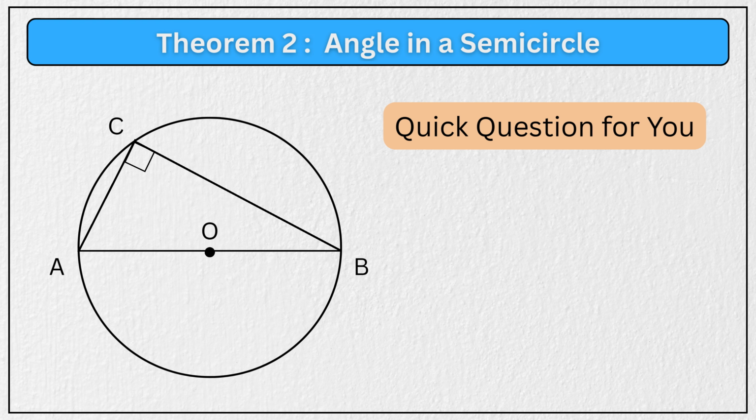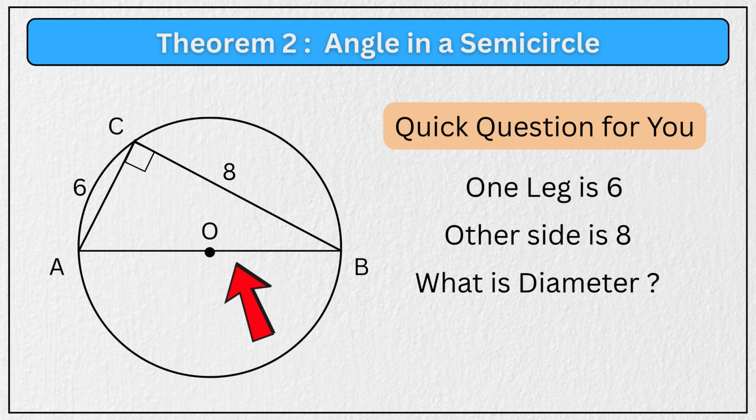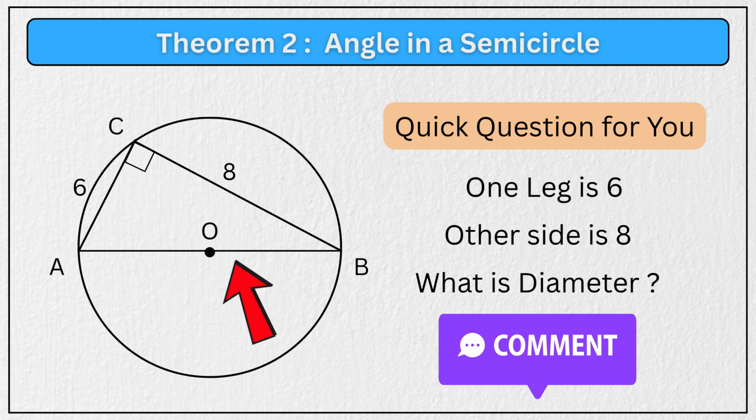Now here's a quick challenge. If one side of the triangle is 6 units and the other is 8 units like this, can you figure out the length of the diameter? Try using the Pythagorean theorem and let me know your answer in the comments below.